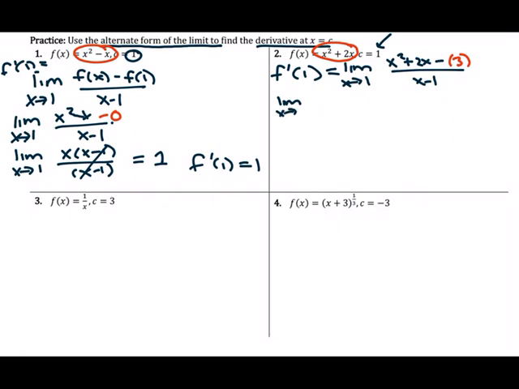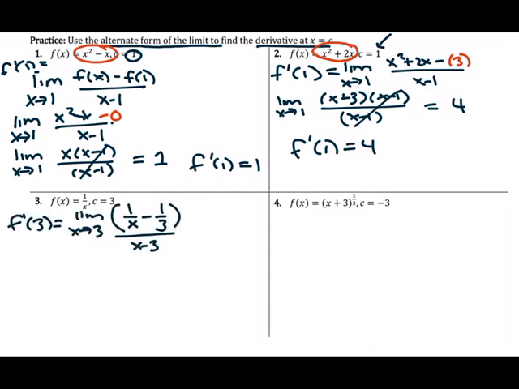Now I need to factor so that I can evaluate this limit. So this is going to factor to x plus 3, x minus 1 over x minus 1. That's going to divide out. And now I can use direct substitution to get 4. So f prime of 1 equals 4. The derivative of the function x squared plus 2x, when I evaluate it at 1, is equal to 4. I encourage you to pause the video and try and work through number 3 and 4 on your own, and then unpause the video and see how you did.